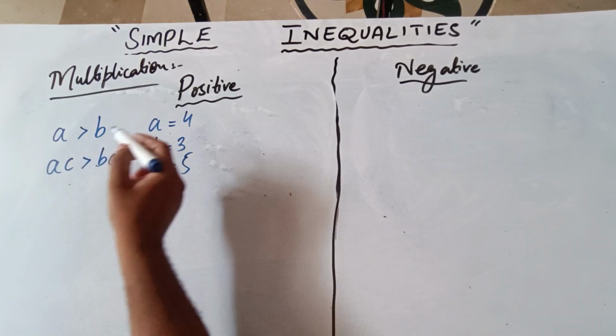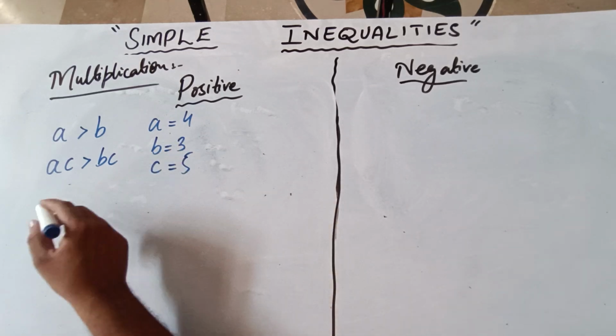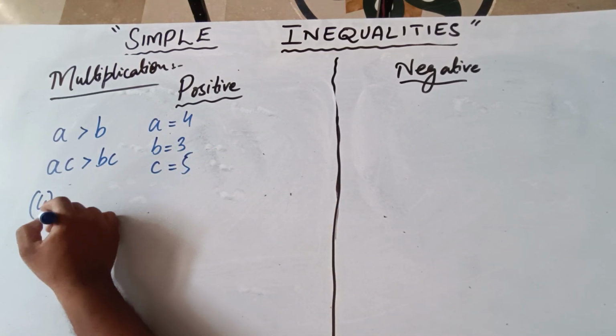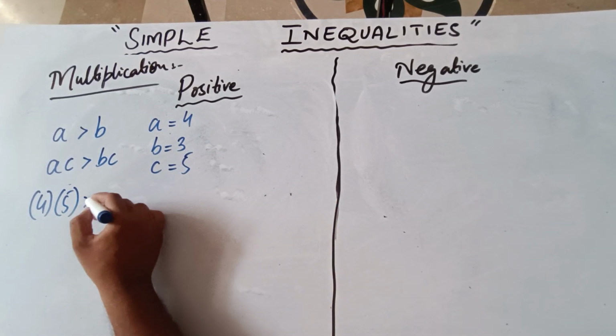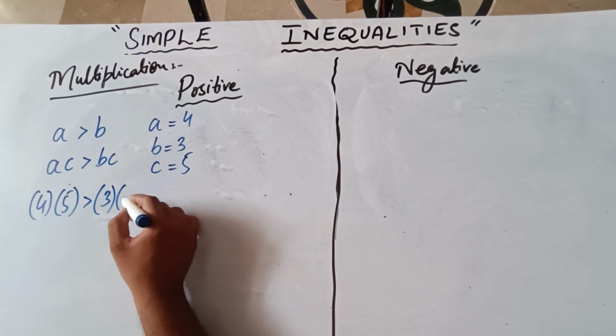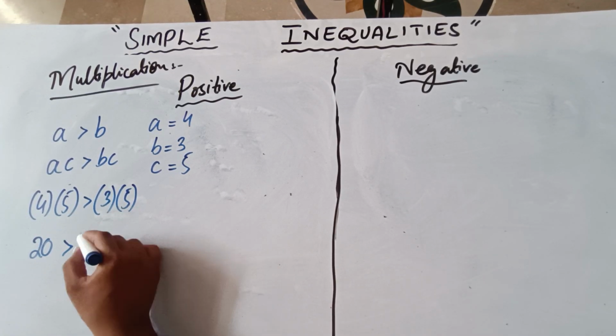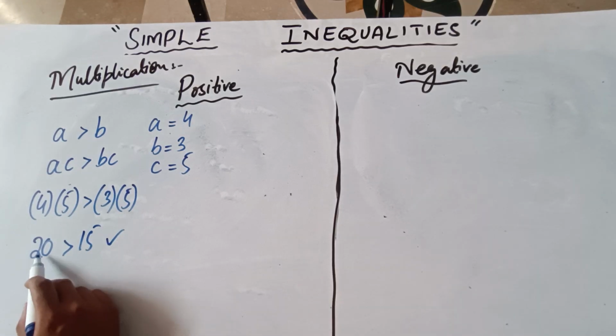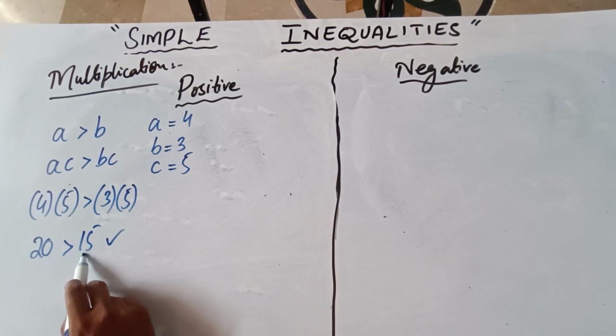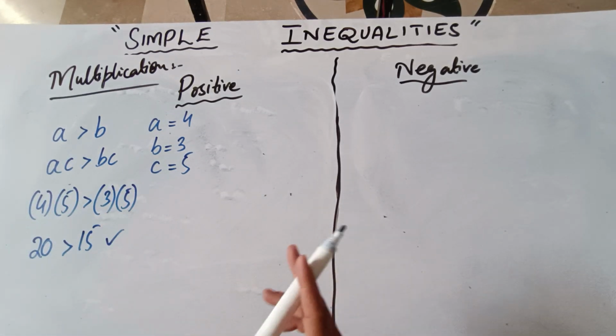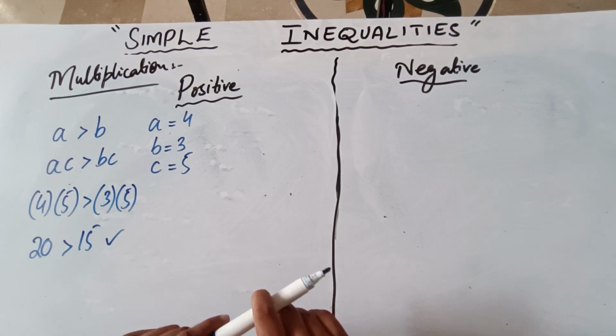Now let's substitute and check whether it is satisfying or not. 4 multiplied by 5 is greater than 3 multiplied by 5. 4 times 5 is 20, which is greater than 5 times 3, which is 15. Now you can see 20 is actually bigger than 15. It means that the inequality sign is satisfied and it is true.